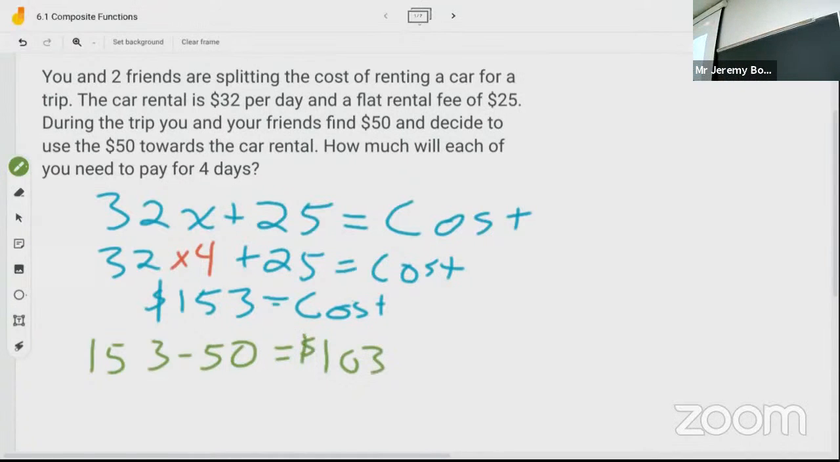So then, to figure out how much each person would pay, we're going to take that 103 and divide it by how many people? Oh, it was 3 people. I thought it was 4 people for some reason. It's you and 2 friends, so it's 3 people. So we're going to divide that by 3, which is not going to work out well. So it's about $34.33. Somebody would have to pay a penny more.